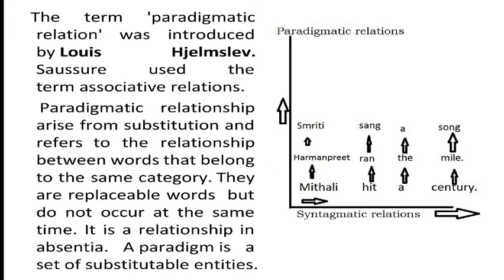For example, in the sentence Mithali hit a century, Mithali can be replaced by any proper noun. Mithali can be replaced with Harmanpreet or Smriti. Hit is a verb and can be replaced by words like ran, sang, etc. The article can be replaced with another article, the. Century is a common noun and can be replaced with a mile or a song. Paradigmatic relations refer to the relation between Mithali, Harmanpreet and Smriti. It also refers to the relationship between hit, ran and sang. Likewise for century, mile and song.